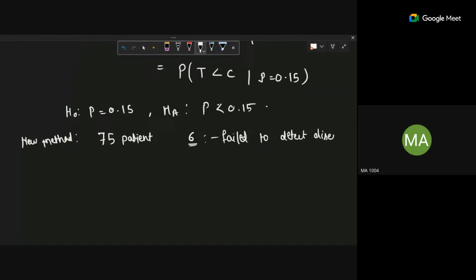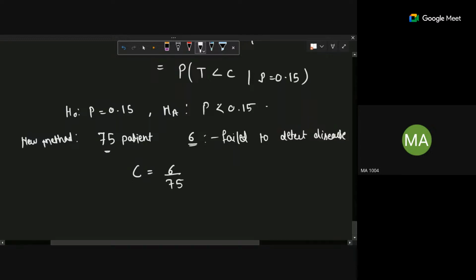So even though the probability may or may not be less, we are saying that when they took the 75 patients, the method failed to detect disease in 6 people. So our critical value in that sense will be 6/75, right?